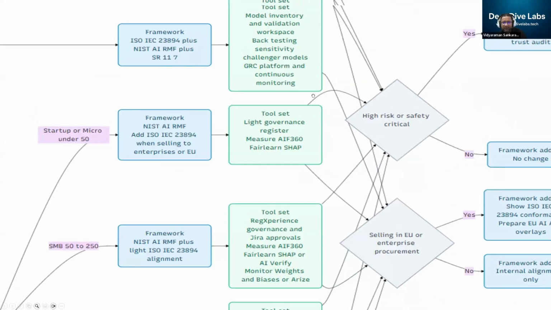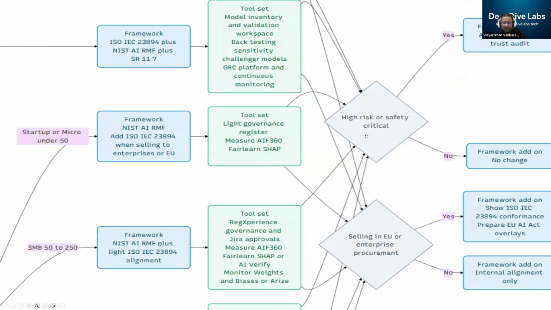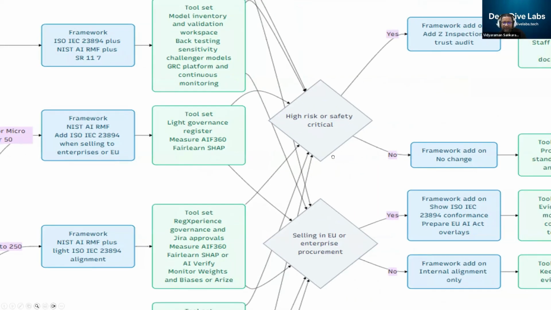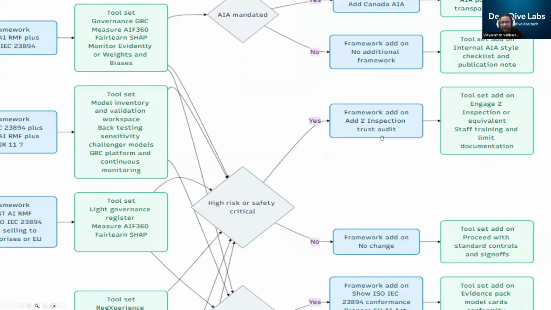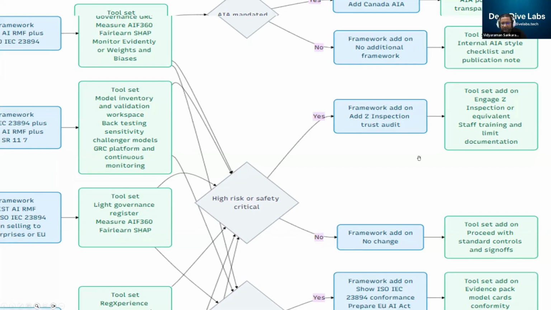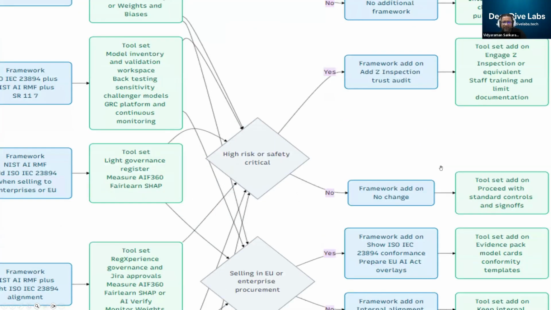And finally, here you also want to check if you're operating in a high risk or a safety critical item. And if yes, you want to do the Z-Inspection trust audit, which will help you understand the ethics of what your particular scenario is delivering here. If no, you can choose not to apply it or even take the Z-Inspection just on an internal note as well.